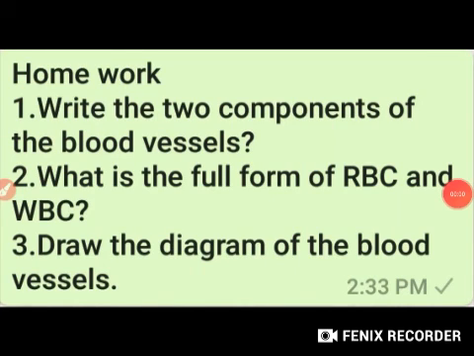Students, this is your homework. Number 1, write the two components of the blood. Number 2, what is the full form of RBC and WBC? Question number 3 is, draw the diagram of the blood vessels.